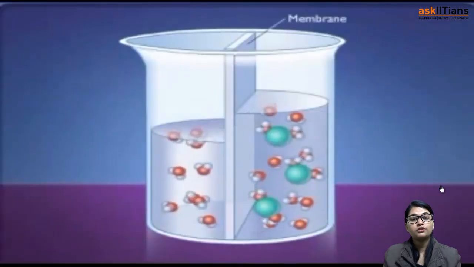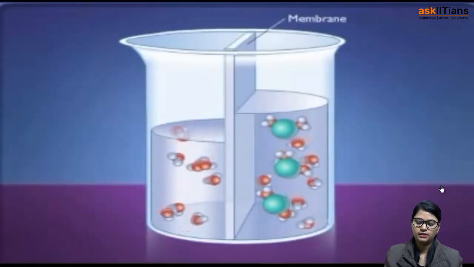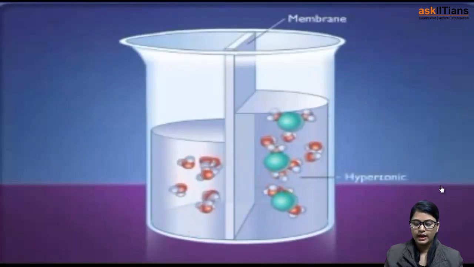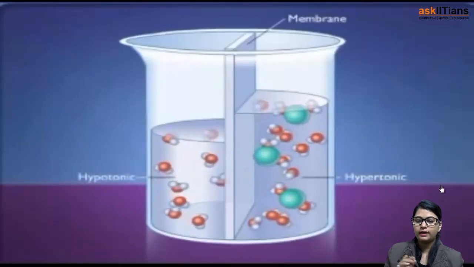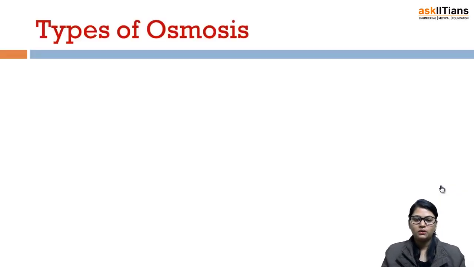If the osmotic concentrations of the two solutions are equal, the solutions are what? Isotonic. And they are hypertonic when they are unequal, where one has high concentration, and hypotonic when one has low concentration. So let's see the types of osmosis.